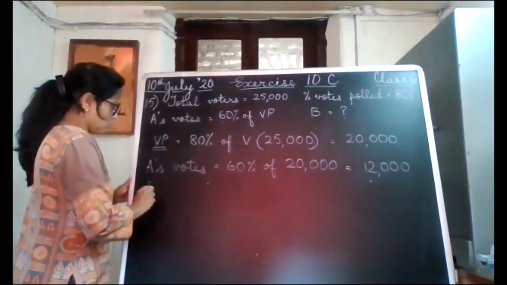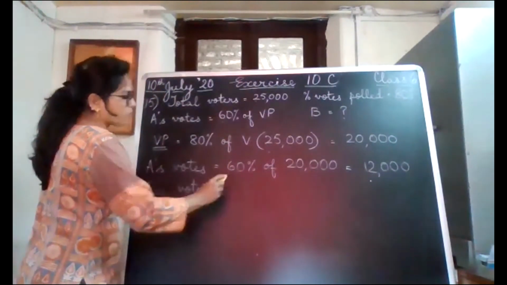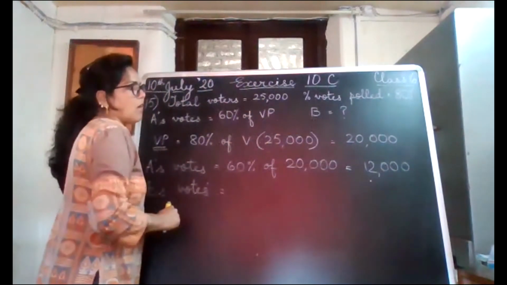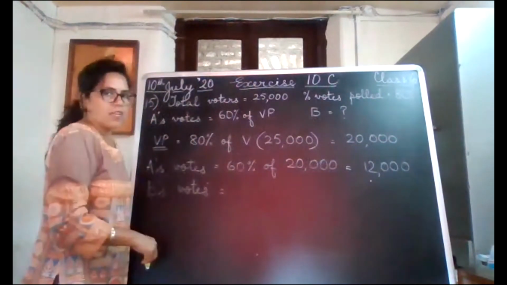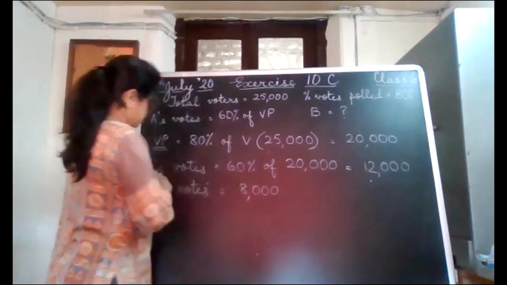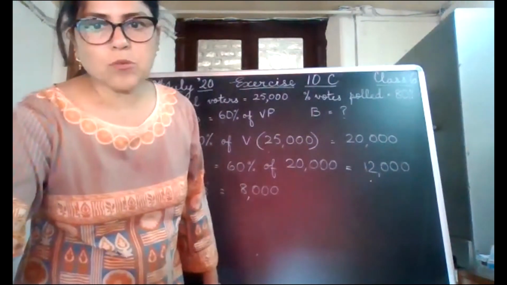So if you want to know B's votes, what will you do? How many votes were cast, how many of them voted? 20,000. And out of that, A got 12,000. So how many are left? 8,000. So Mr. B got 8,000 votes.